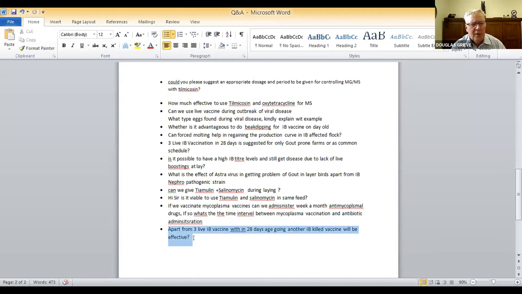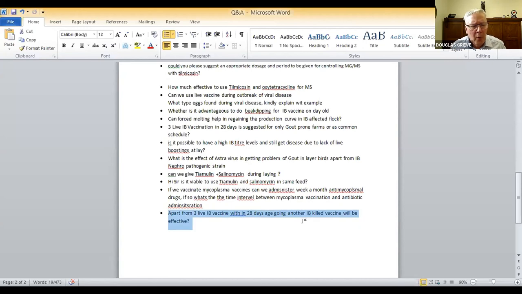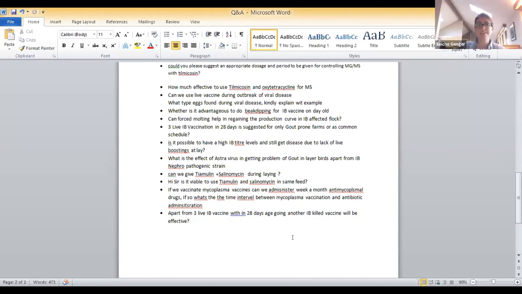So the last one is, apart from three IB vaccinations, within 28 days, another killed vaccine will be effective? Yes or no? I'm not totally sure what they're asking here. I'm going to guess that apart from doing our vaccine program in the first 28 days, having three times that we discussed, will adding in another killed vaccine later be effective? And my response is yes.